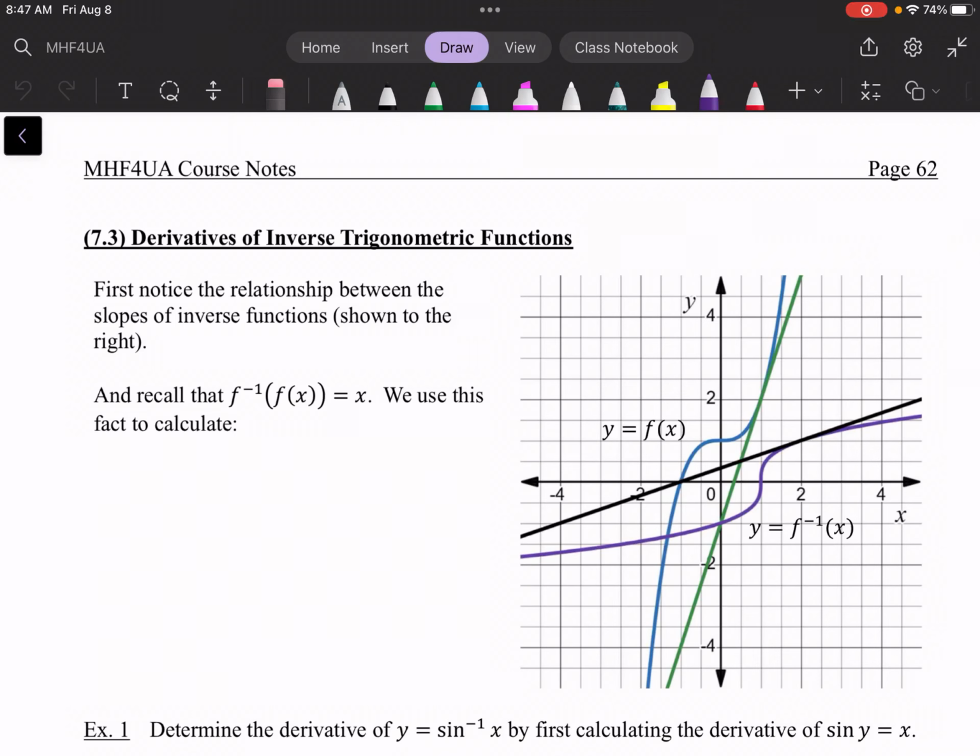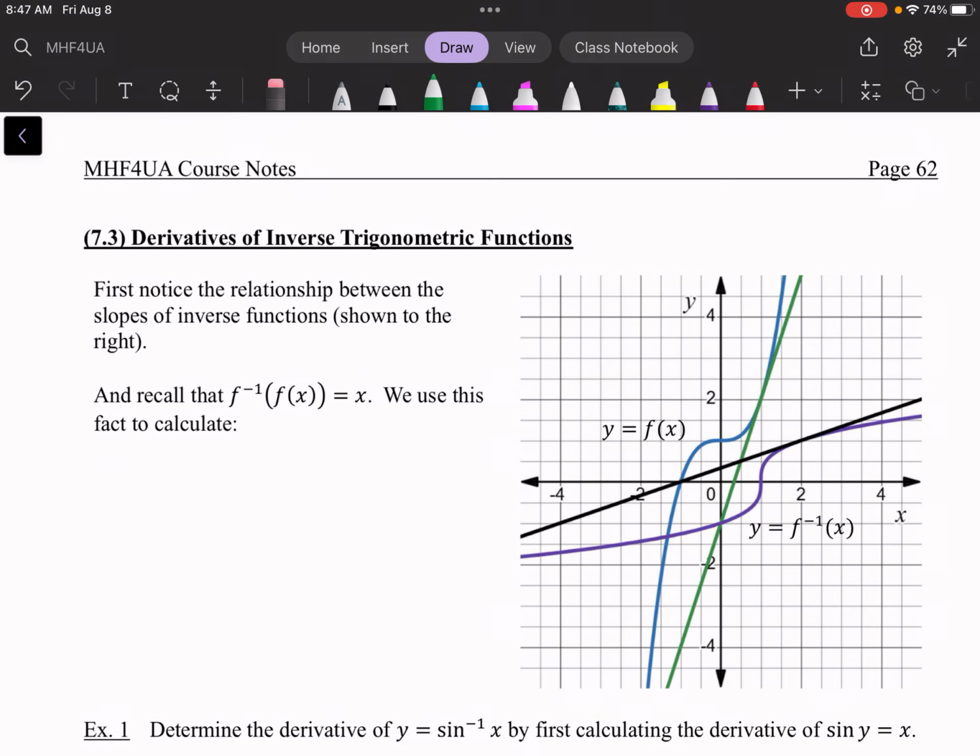Hello and welcome to lesson 7.3, derivatives of inverse trigonometric functions. Before we actually start with some inverse trigonometric functions, we're going to look at how inverse functions relate to their original function.